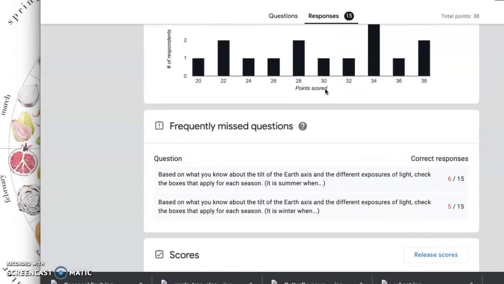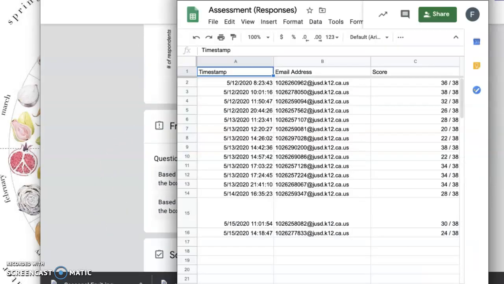And before I go over the frequently missed questions, I wanted you guys to take a look at this here. This is a spreadsheet of the scores. Go ahead and pause right now if you need a second to look at it. Okay. And as you can see, the highest score was 38 out of 38. And we got here another 38. So good job to you two.